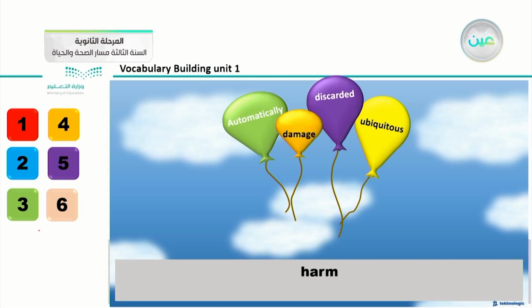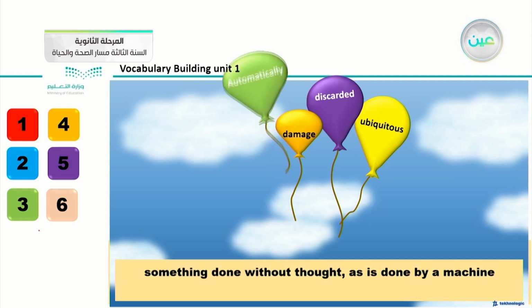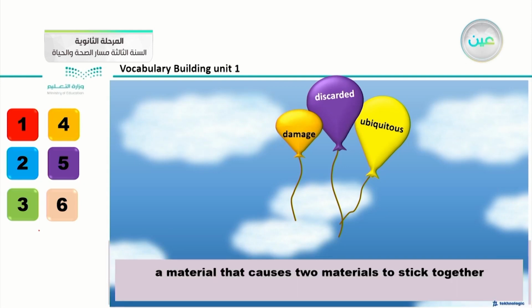Number 3, automatically. What do you think that word is? We can say that it's something done without thought, as if it's done by a machine. This is about automatically. And word number 4, damage. What do you think damage is? So we can say damage is a material that causes 2 materials to stick together. That is the meaning of it.